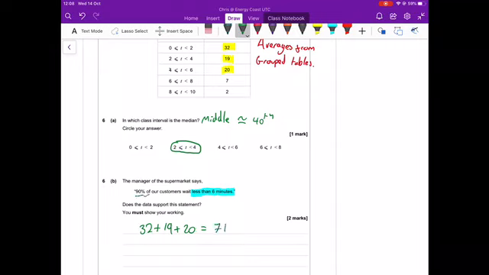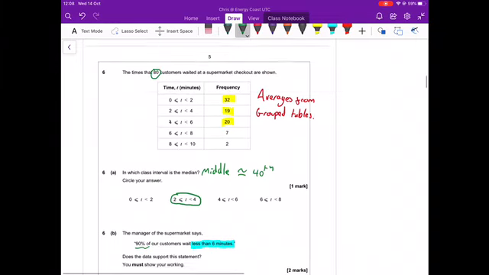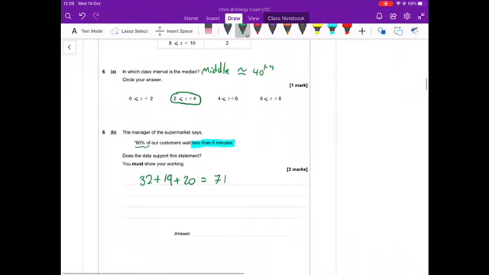And it says something about here, 90% of our customers. Basically, it is that 90%. There were 80 customers, remember? So I'm going to do this, similar to how we did that question before. 71 out of 80. I'm going to do 71 divided by 80.